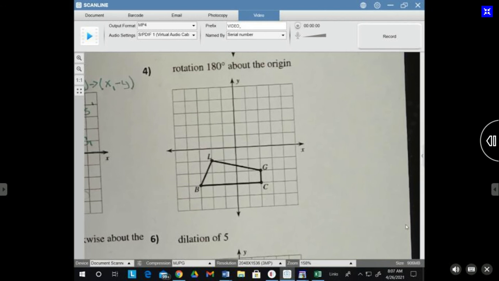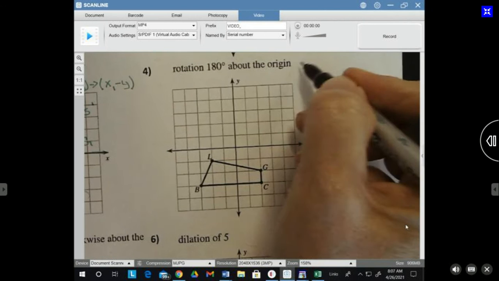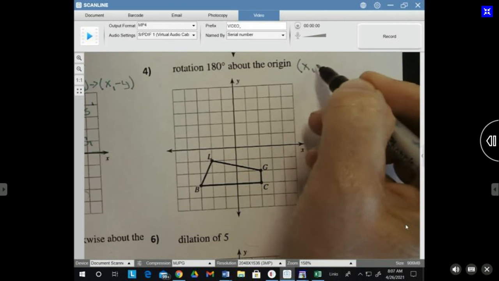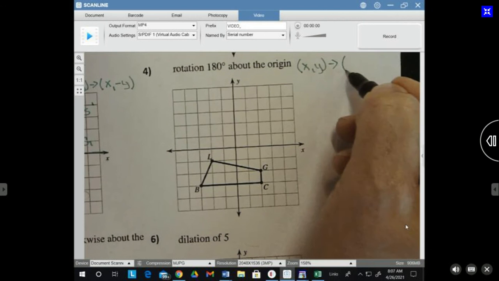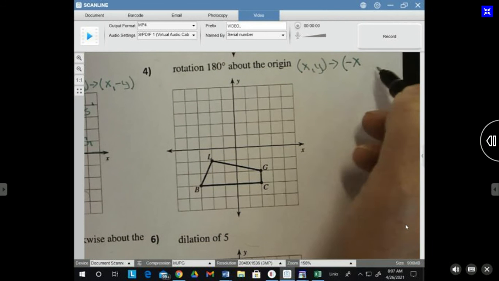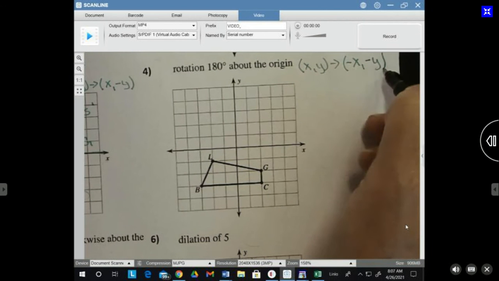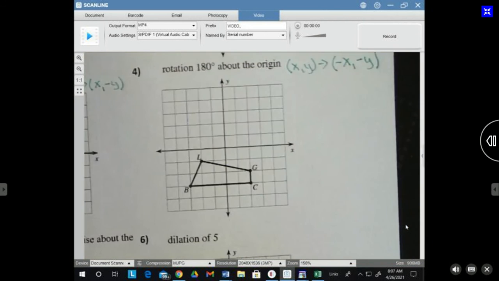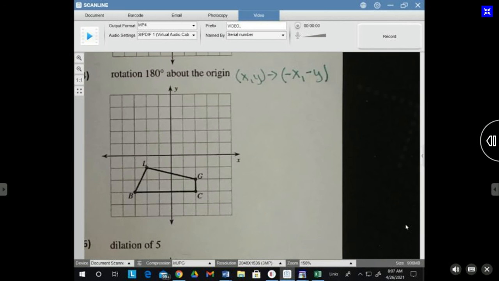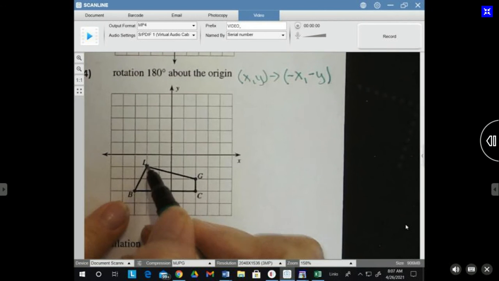For a 180, there you go. Negative, the opposite of X and the opposite of Y. They stay in their place. X stays first. Just opposite signs on both, right? So, L.